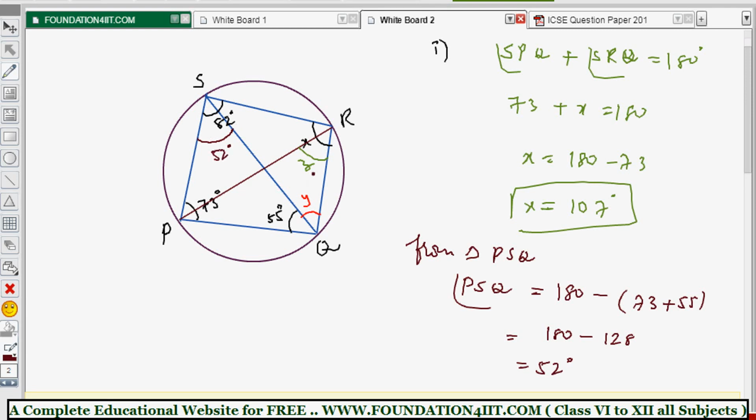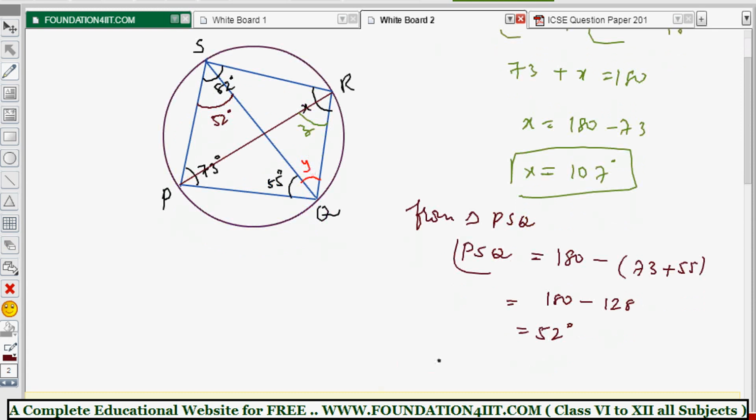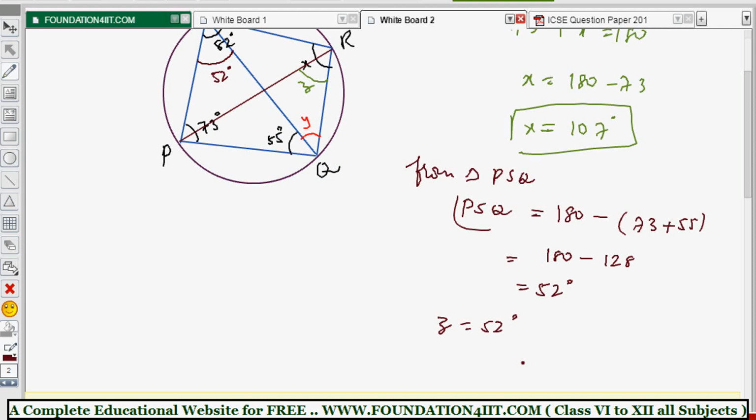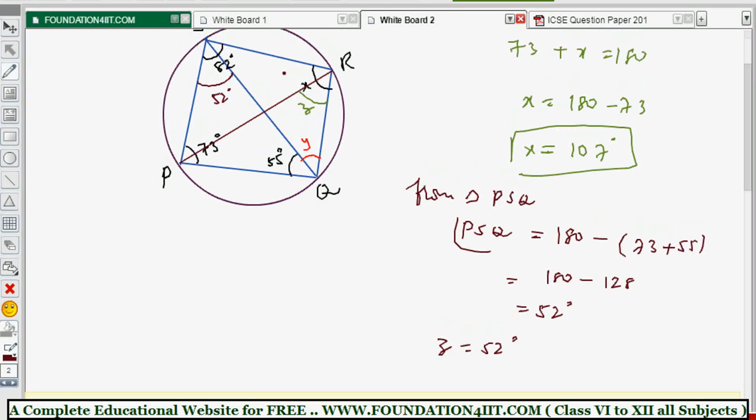If it is 52, similarly Z is also 52, because angles subtended by the same arc, in the same segment, are equal. So if it is 52, then Z is also 52. Once you know this value, Z is 52 now. Then you can find out RQS.